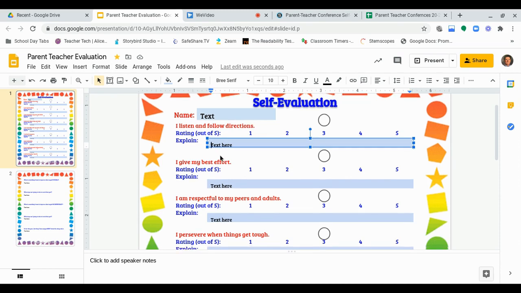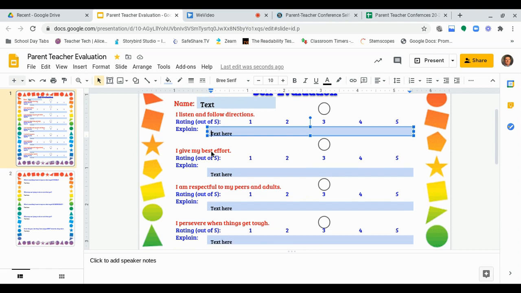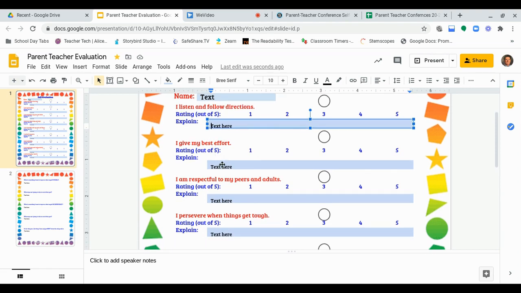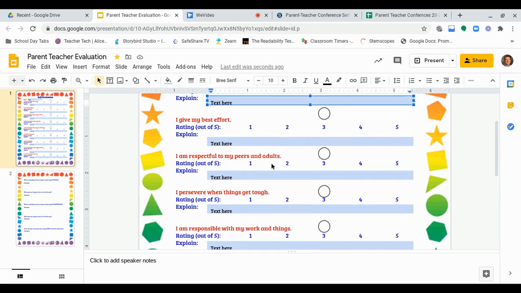Okay, so let's take a look at the different categories. So you're going to rate yourself on a scale 1 through 5. I listen and follow directions. Okay, rate yourself, explain. I give my best effort. So you're going to ask yourself, do I give my best effort, or how often do I give my best effort? Okay, and you'll rate that. And you'll explain.